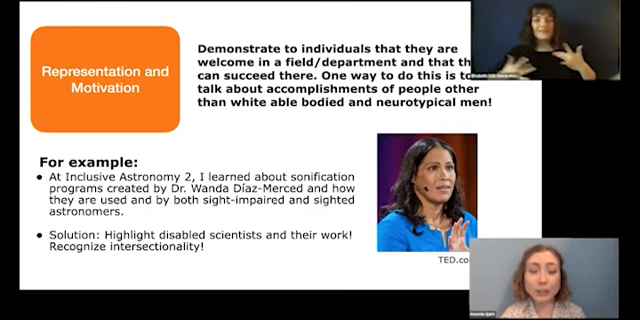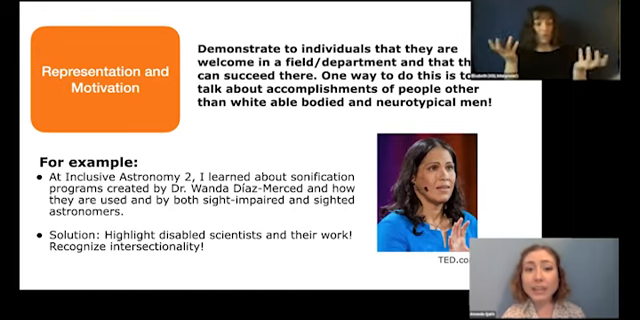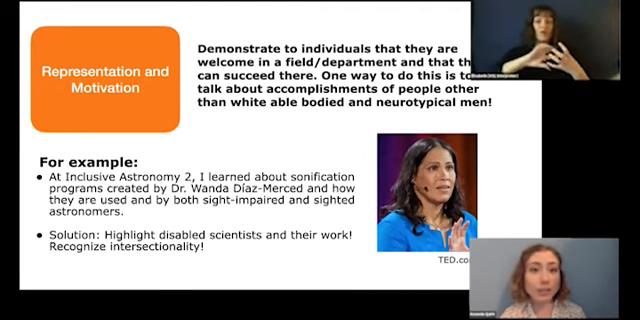So an easy solution and universal design incorporation here is highlight disabled scientists and their work. And this is also a great time to recognize intersectionality and talk about astronomers or scientists from other backgrounds to motivate students and individuals with different identities.